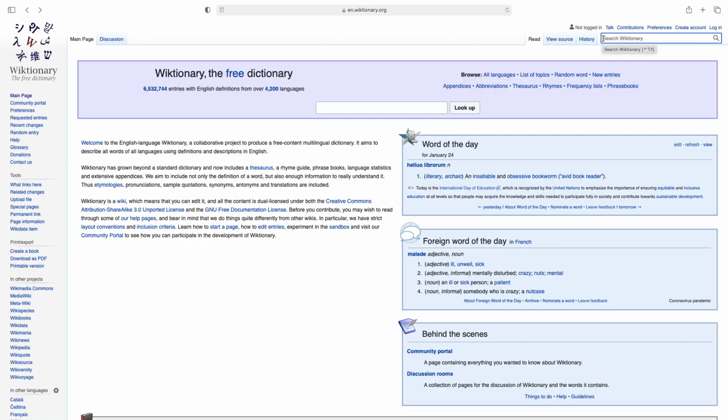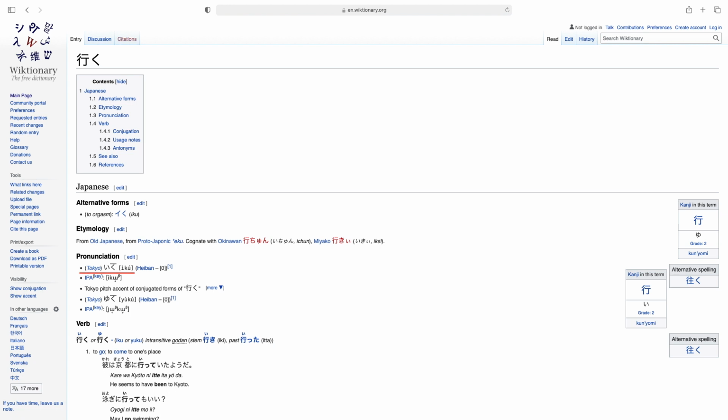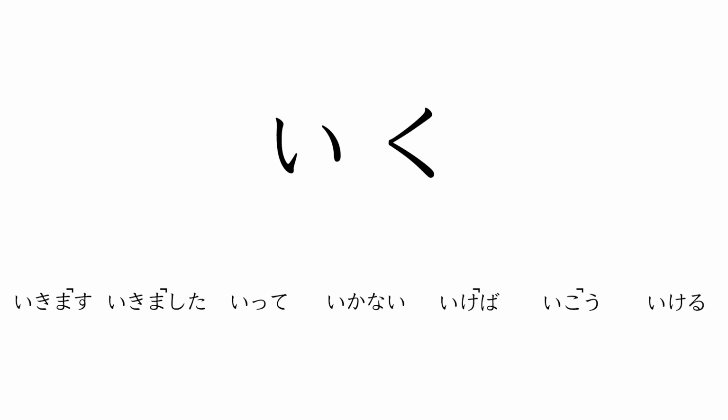The first reason. When you look up Japanese verbs or adjectives in a dictionary, what you get is something called the dictionary form. For example, 行く. This verb is the Heiban type, the flat type. What about all the conjugation forms like 行きます、行きました、行って、行かない、行けば、行こう、行ける? Do you have to memorize the pitch accent patterns for all the conjugation forms of all verbs?